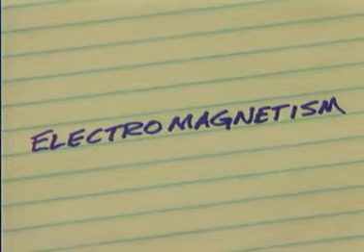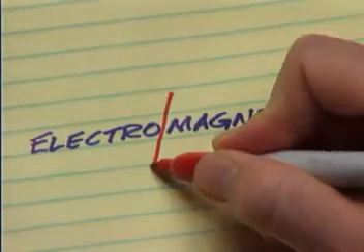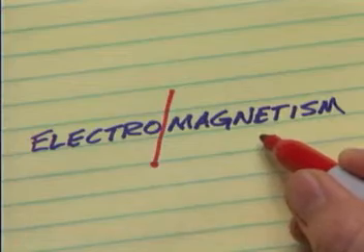The process of creating magnetism with electricity is known as electromagnetism. Look at the word. Notice that it's really two words combined, electro and magnetism. The current-carrying conductor that attracted the iron filings is a very simple electromagnet. Let's examine the electromagnetic field more closely.